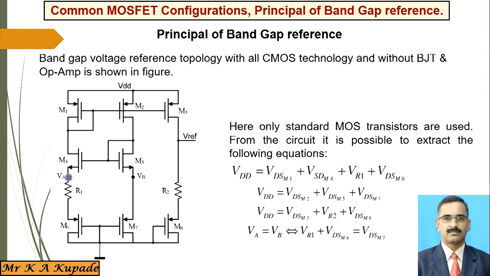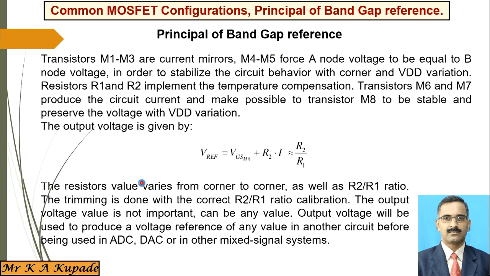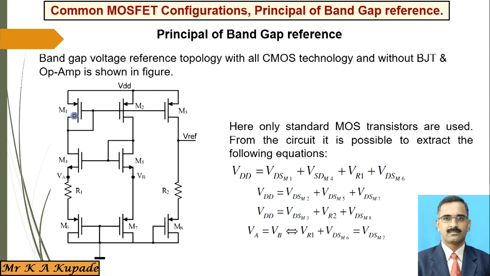See this reference node point VA and node point VB. They are related to two equal voltages, VR1 plus VDS of M6, and the voltage of M7. These are related to this point, and they have to be equal voltages to produce equal current, right? As shown here. So remember M1 and M3, and M4 and M5, along with M6, M7 and M8.